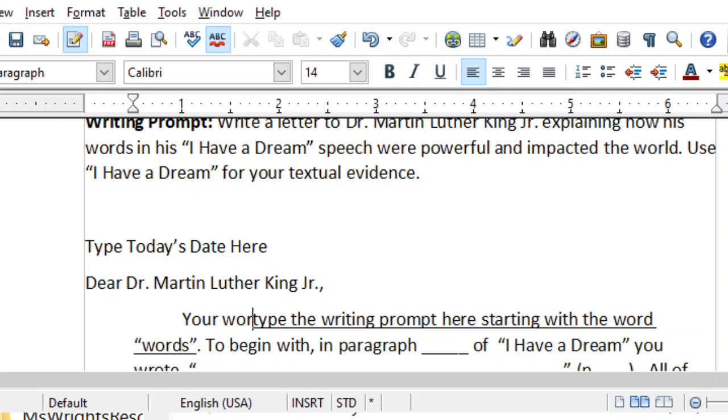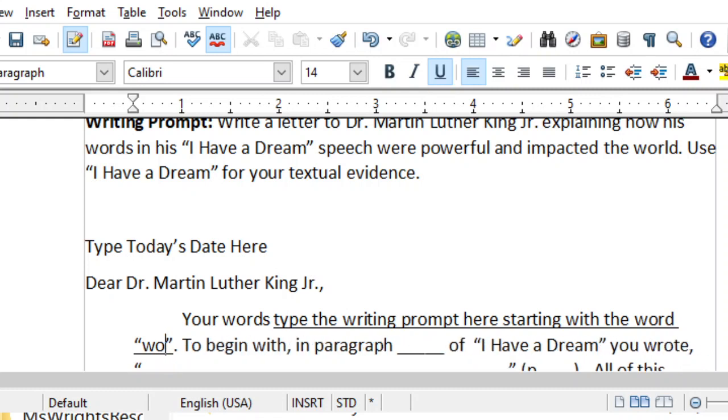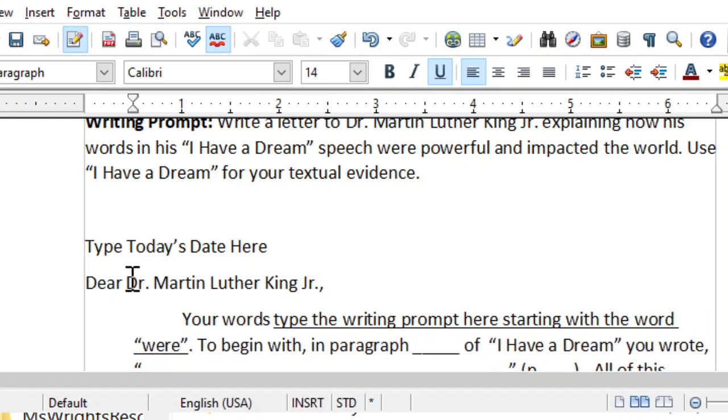Okay, so let me change it. Your words. This should say word. Okay. So in this blank, where you see it underlined, I'm telling you what to type right here. So it says, type the writing prompt here, starting with the word word. So I will go back to the writing prompt, and in this space right here, I would delete all of this, and I would say your words, and I have to start right here, the word were powerful and impacted the world. That's all you have to write.